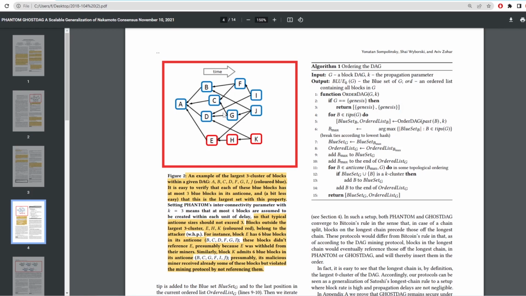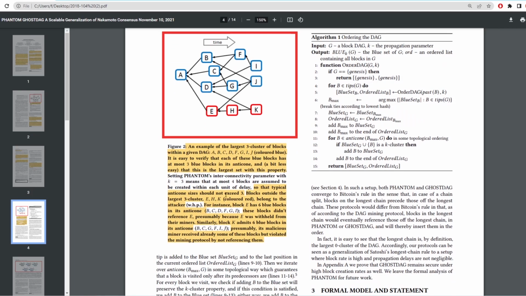They call this a greedy algorithm, and it says here that the example shows the largest 3-cluster of blocks within a given DAG colored in blue. It is easy to verify that each of these blue blocks has at most 3 blue blocks in its anticone, and that this is the largest set with this property. So for those wondering, anticones are like a clutter in this sense, so they have more blocks connected to it, so that a typical anticone size should not exceed 3. Blocks outside the largest 3-cluster belong to the attacker, in red.